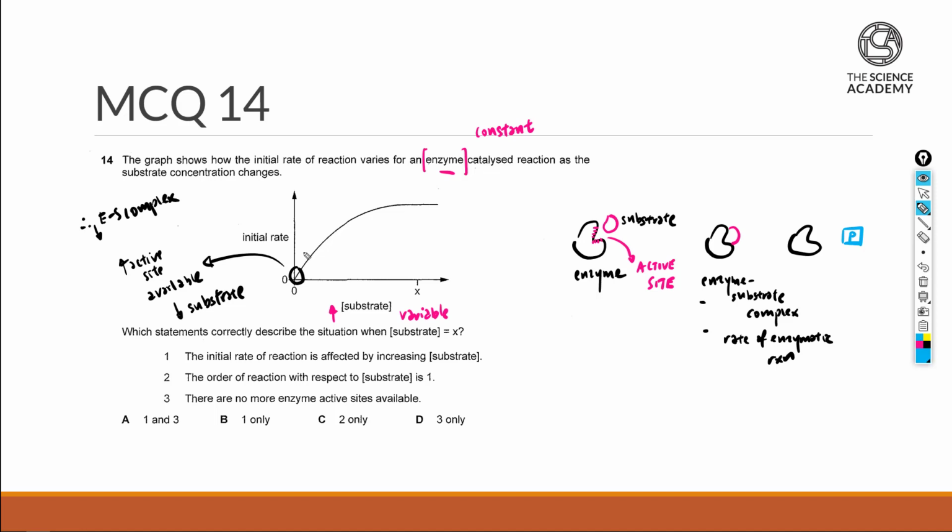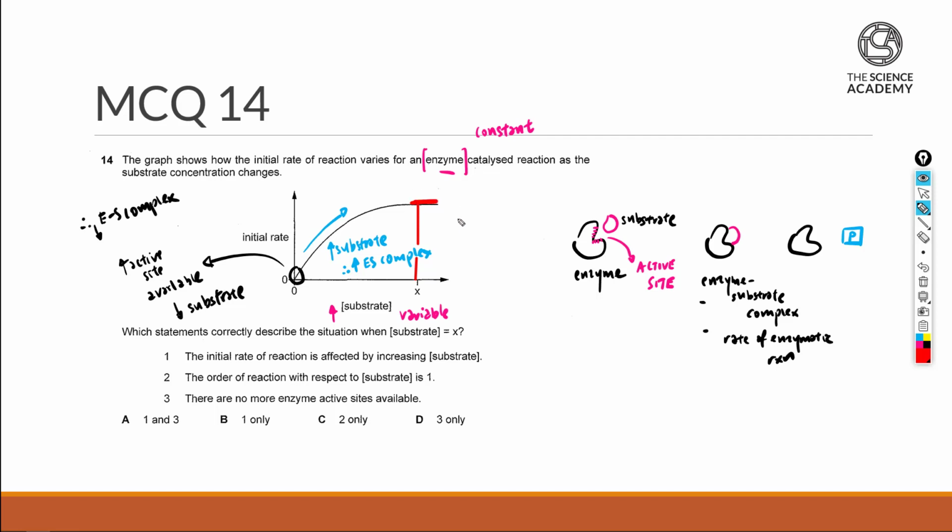So as we are scaling upwards here, there is still going to be the same number of active sites. However, with the increase in the amount of substrate, you can see that the rate is increasing because we are increasing the formation of your enzyme substrate complex. Now, however, at point X, which is what the question is actually asking at this moment, here you can see that the rate has plateaued.